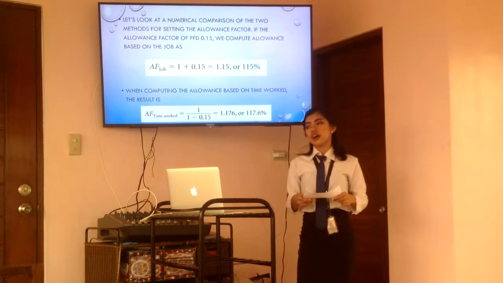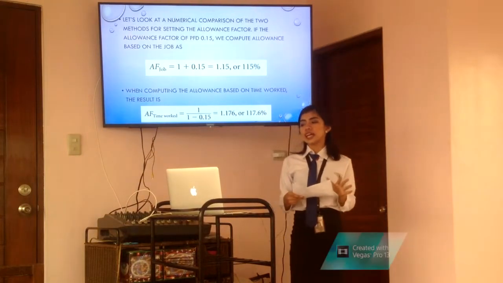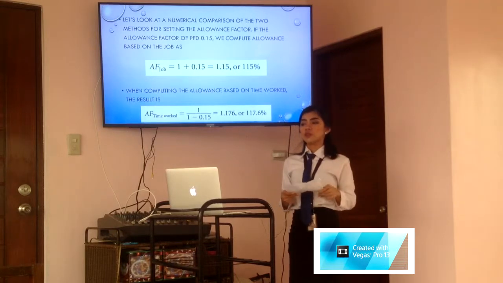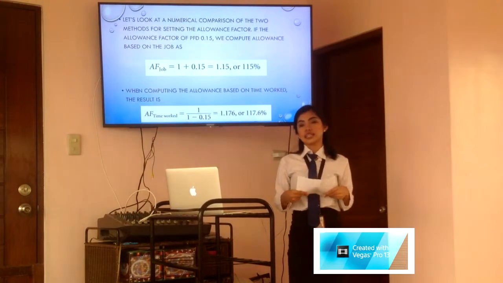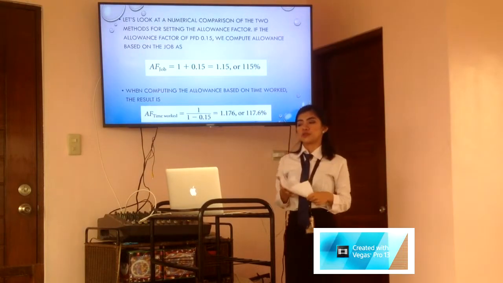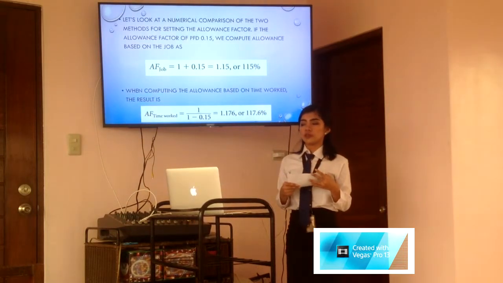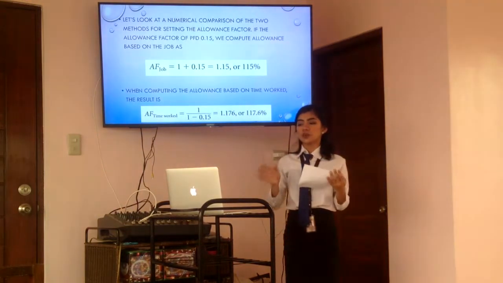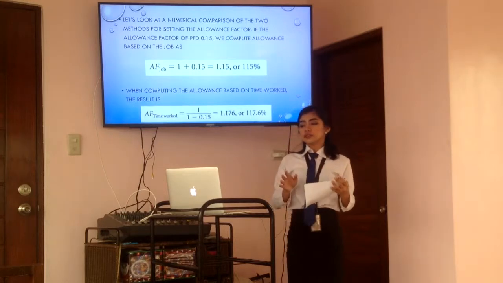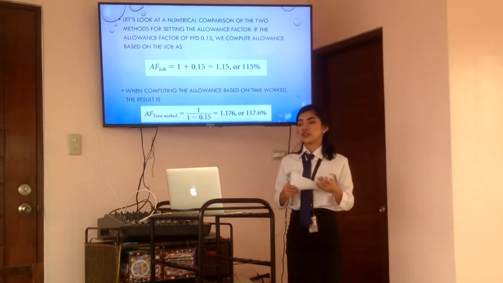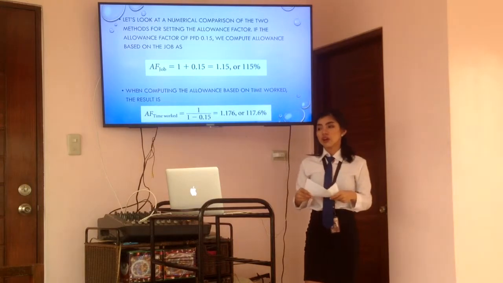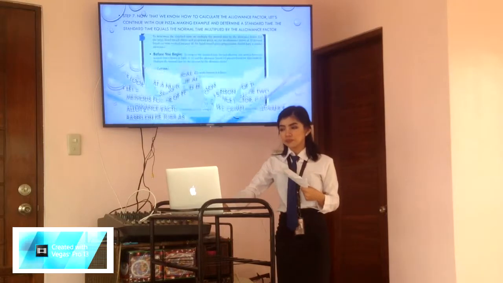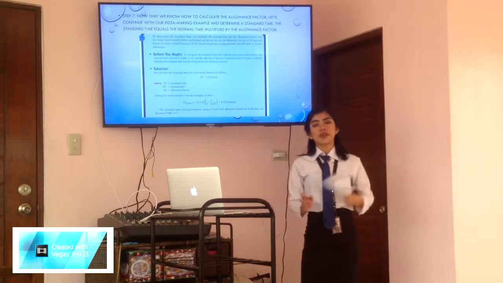Let's look at a numerical comparison of the two methods. For setting the allowance factor, if the PFD is 0.15, we compute the allowance based on the job as AF equals 1 plus 0.15 equals 1.15 or 115%. When computing the allowance based on the time work, the result is 1 over 1 minus 0.15, which is equal to 1.176 or 117.6%. So let's move on to step number 7.